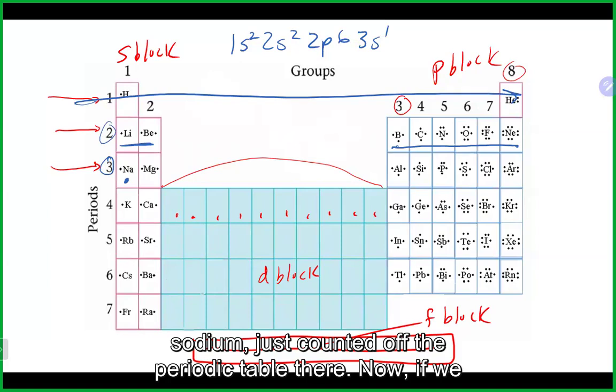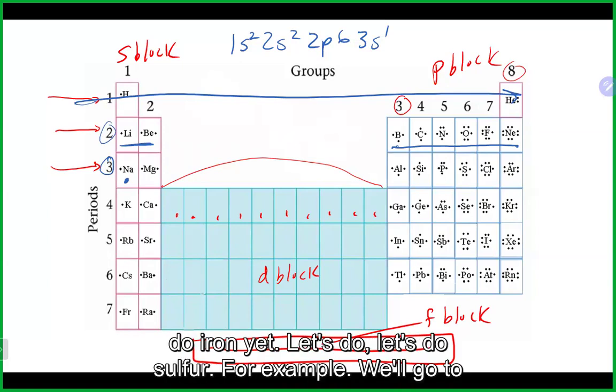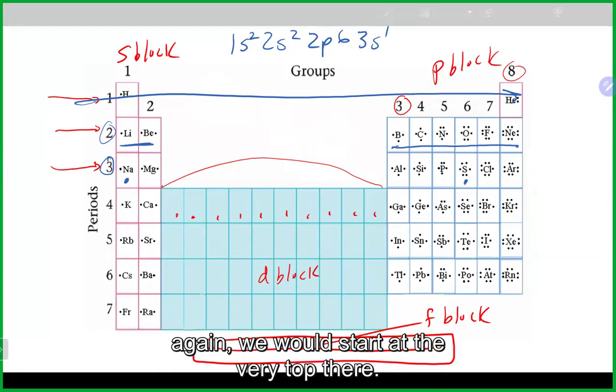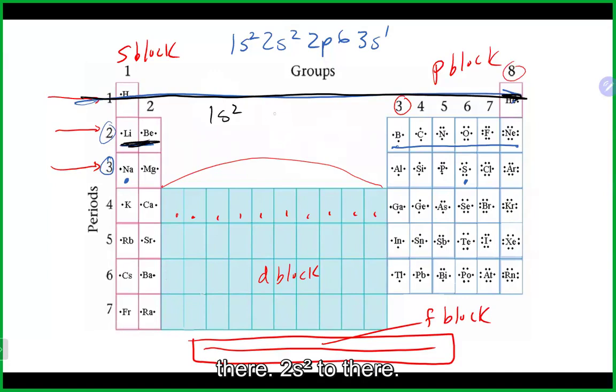Now, if we did, for example, iron, right? Actually, let's not do iron yet. Let's do sulfur, for example. We'll go to sulfur here. So let's say we wanted to do sulfur's configuration. Again, we would start at the very top there, and you would go 1s2 to the end, to helium. So I'll write it there. 2s2 to there.